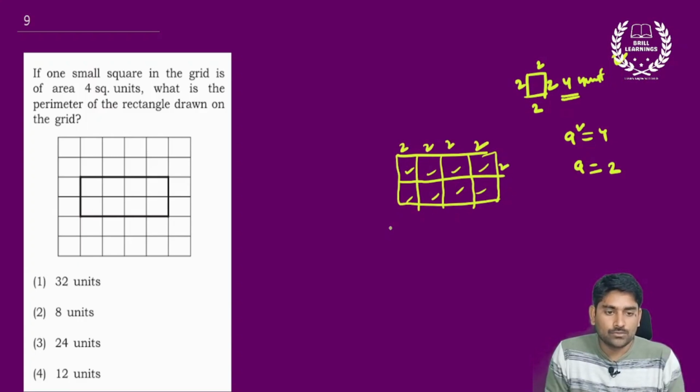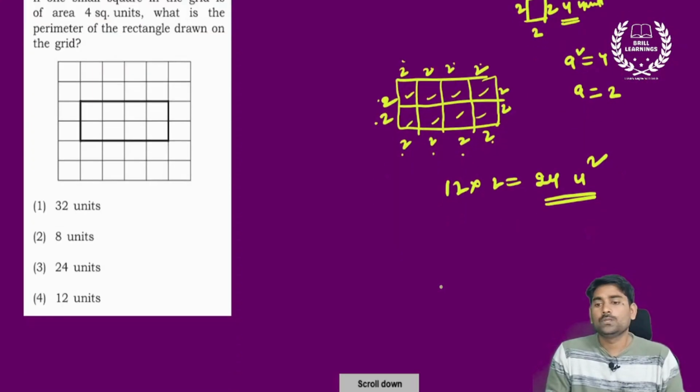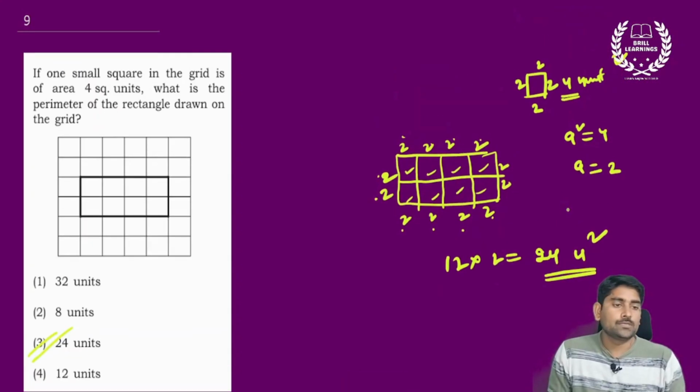Write these 2 here. So we have to calculate the perimeter, right? So total we have 1 2 3 4 5 6 7 8 9 10 11 12. 12 twos are 24 units. Third one is our answer. Let's move on to the next question.